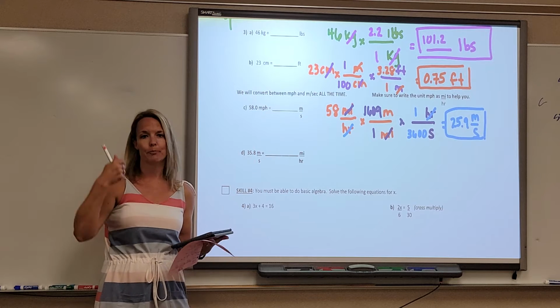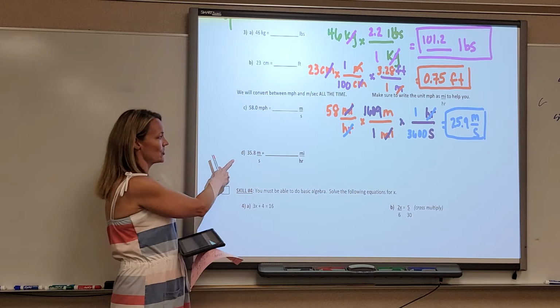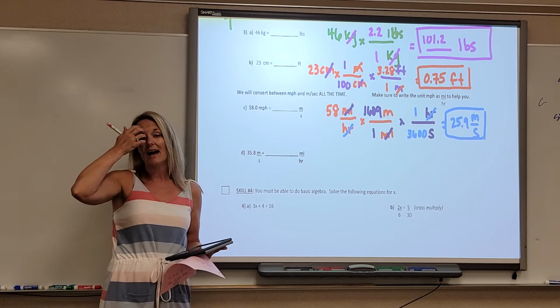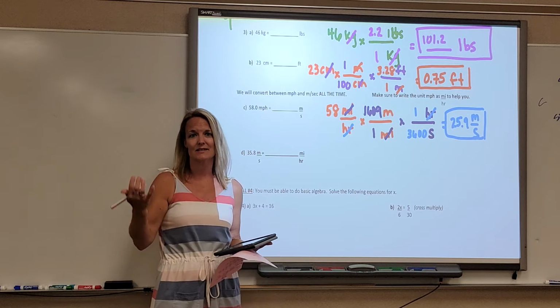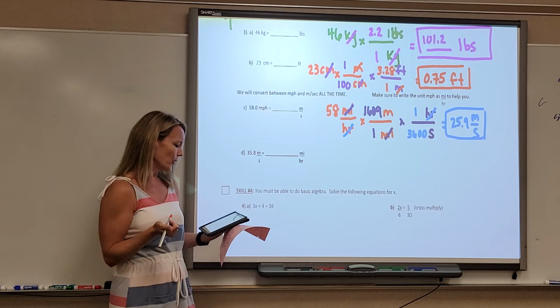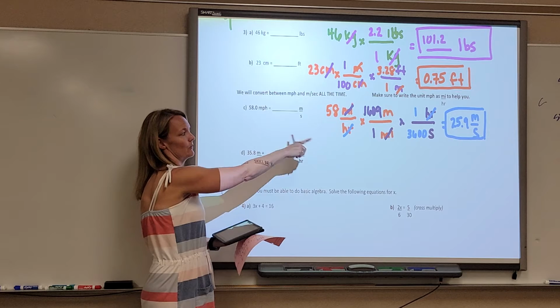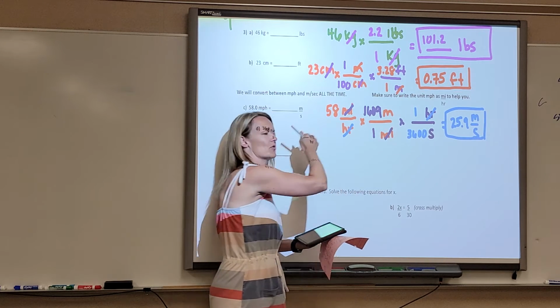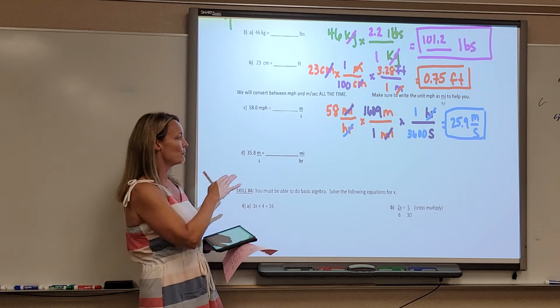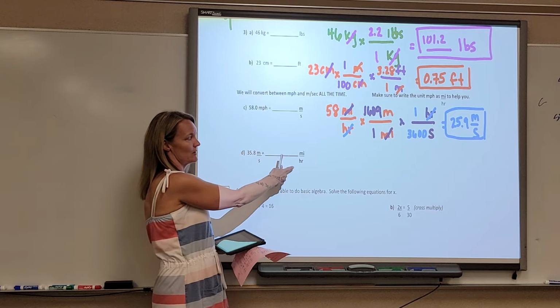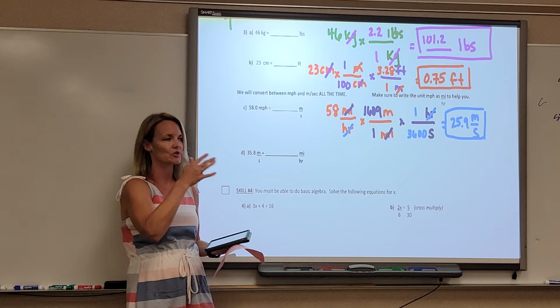All right, hit pause on the video. I want you to try setting up part D and then flip it back on and see if you get it right. Okay, for part D, we're doing the same thing we just did. We're going to use 1609 and 3600, but we're going to go from meters per second into miles per hour. So we're going the other direction.